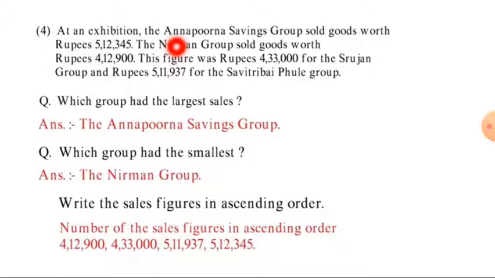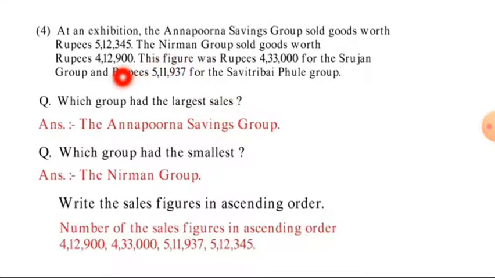At an exhibition, the Annapurna Saving Group sold goods worth rupees 5,12,345. The Nirman Group sold goods worth rupees 4,12,900. This figure was rupees 4,33,000 for the Srujan Group and rupees 5,11,937 for the Savitribai Phule Group. So now the questions related to the given information are given, students, and you have to write the answer. Which group had the largest sale?